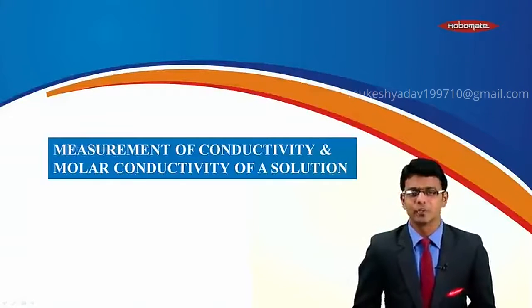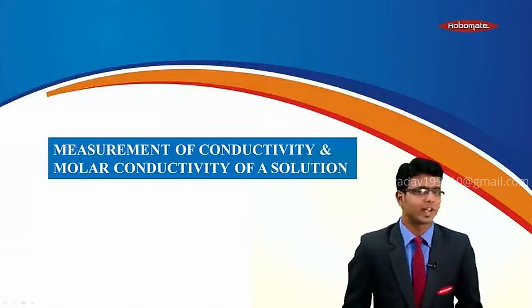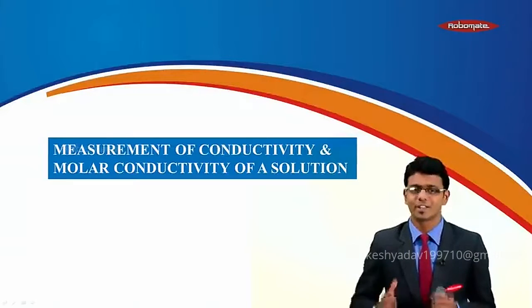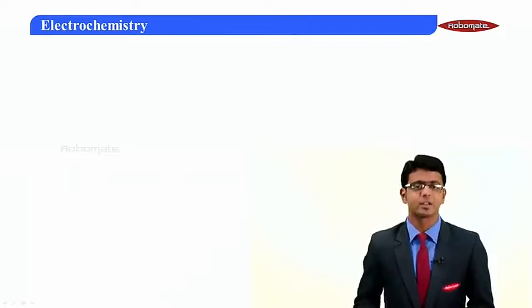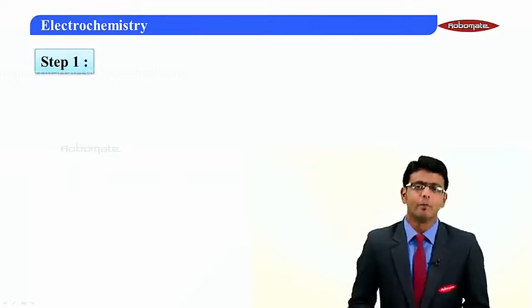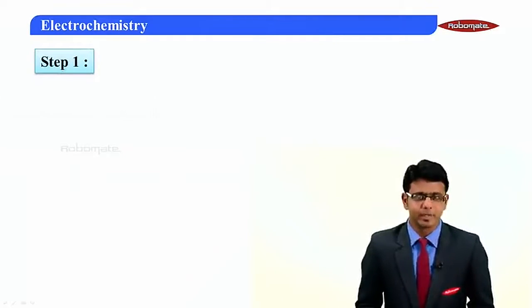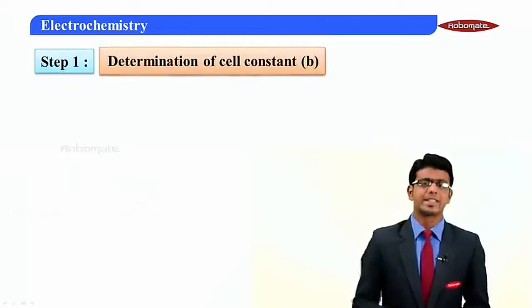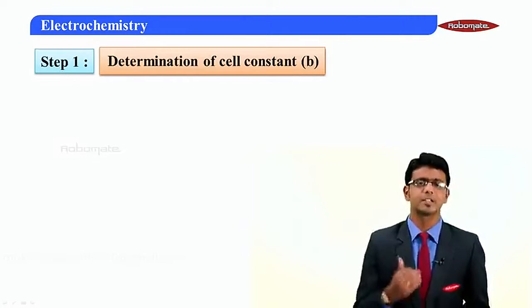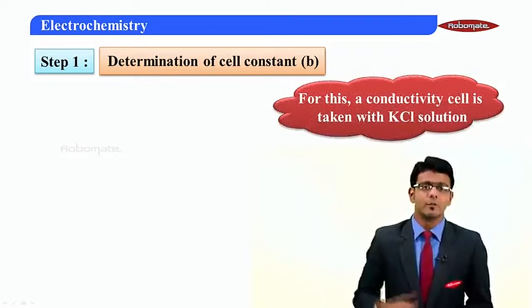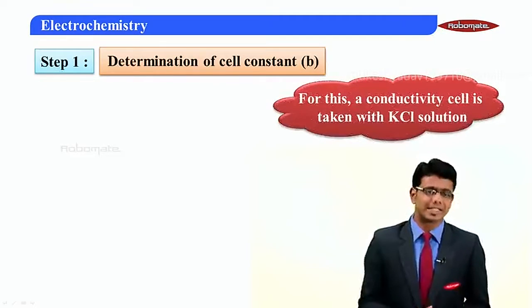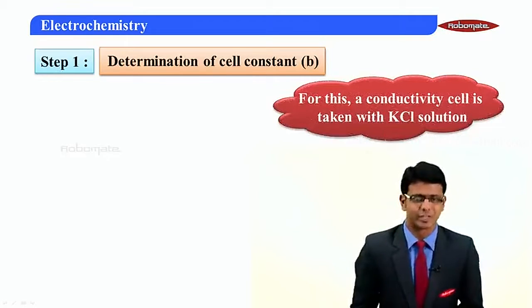We are going to continue with our discussion of measurement of conductivity and molar conductivity of a solution. So let's get into the discussion of this measurement. There are two steps involved, of which the very first step is to determine the cell constant, that is b. And for this determination we are using a conductivity cell with KCl solution.